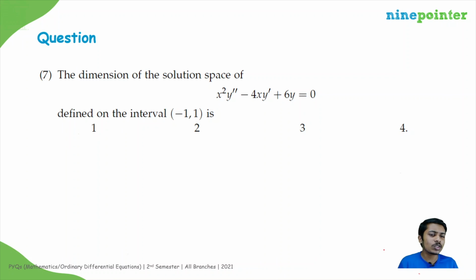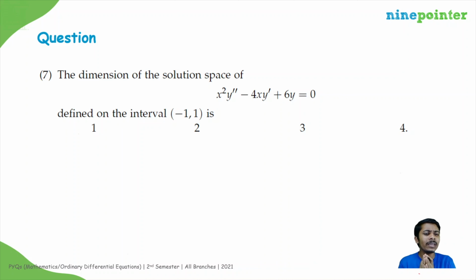The dimension of the solution space of x squared y double prime minus 4x y prime plus 6y equal to 0, defined on the interval minus 1 comma 1, is... So we have to find the dimension of the solution space of this differential equation. And the interval is given to be minus 1 to 1.